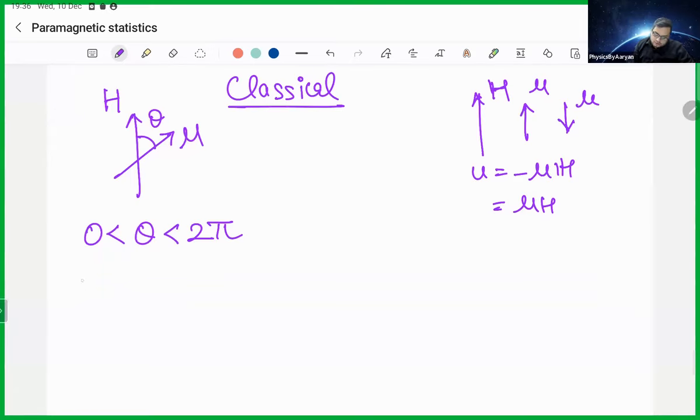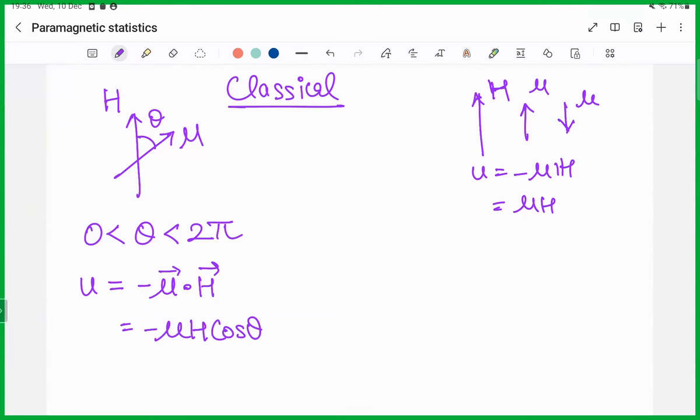So energy is, if I talk about energy, what? Minus nu dot h. So it will be minus nu h cos theta. So are these discrete energies or continuous energies? Now you tell me. Discrete energies or a continuous energy system? It is definitely going to be a continuous energy system. Okay, perfectly fine. I hope this is clear.